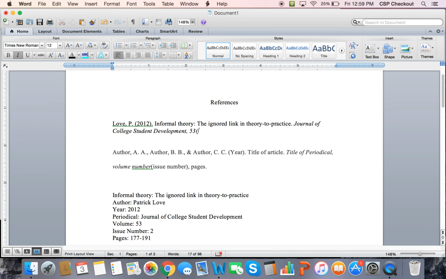Particularly art professors, they're really big on APA format. Then the issue number, which is 2, and that's in parentheses. Then comma, space, and then the pages. Once again, that's P, period, space, 177-191, and that is not italicized. So we can do this really quickly. And that's what it'll look like. And of course, it's supposed to be double spaced. We can do that real quick.